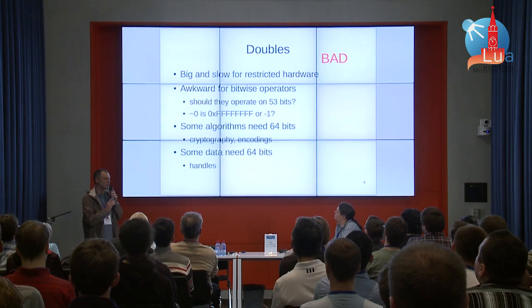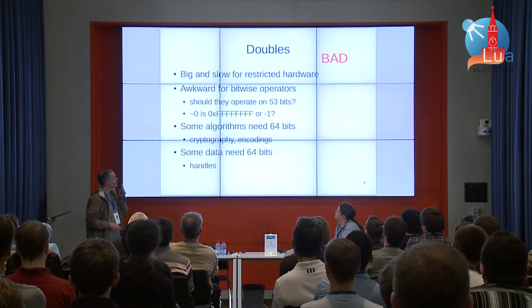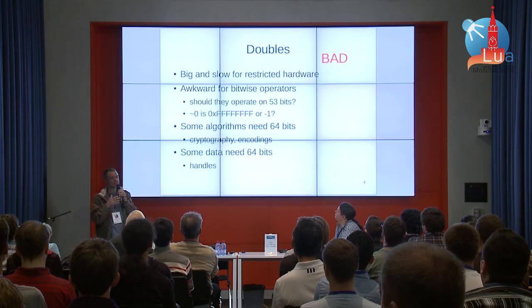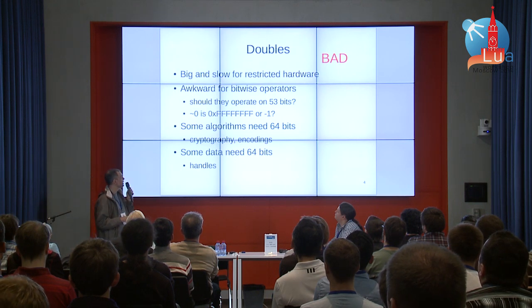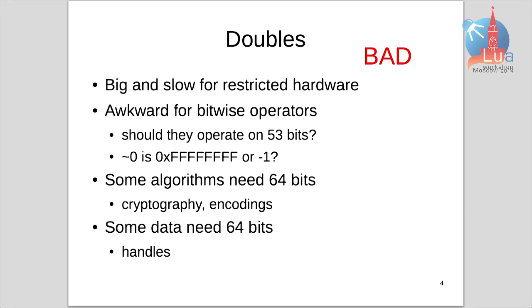for double numbers. JavaScript, I think, is the only language that defines this kind of operation, and it forces the number to be a 32-bit integer and then does the operation on that integer. You have this kind of complexity, for instance, because in doubles you can represent FFFFFFFF, and this is a number that is different from minus one, and so there are all these kinds of strange things. And some algorithms now do need 64 bits, like cryptography and some encodings.